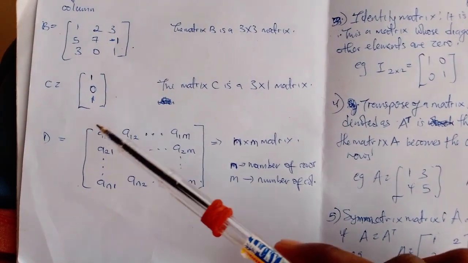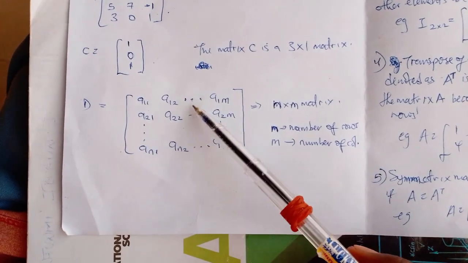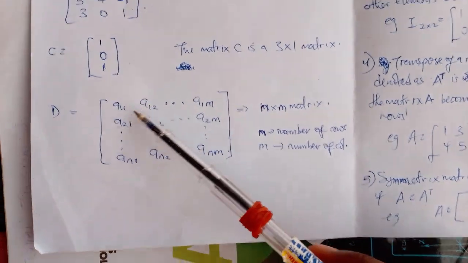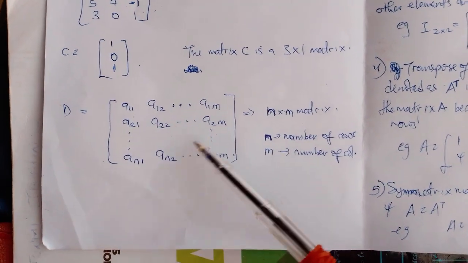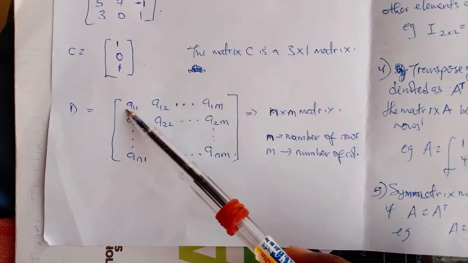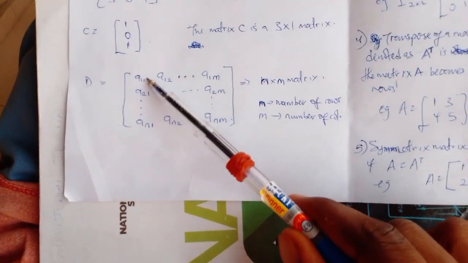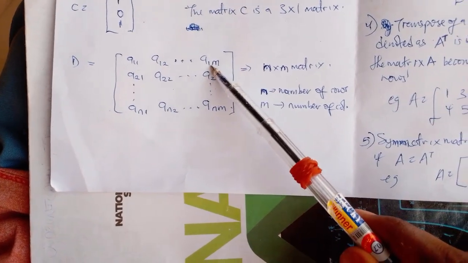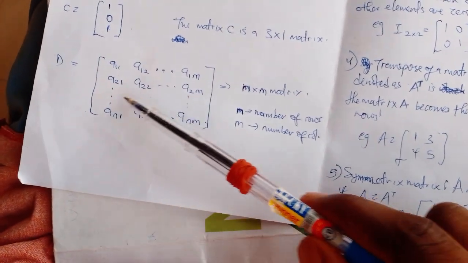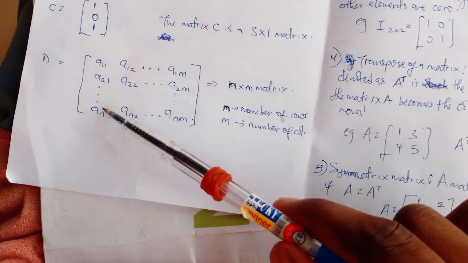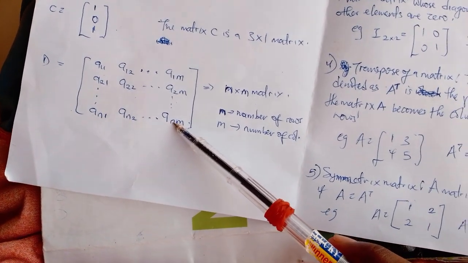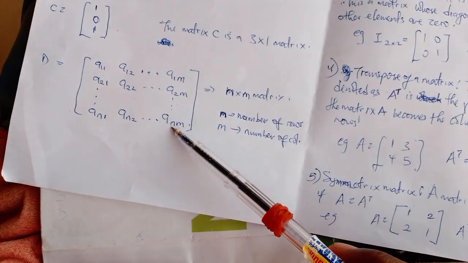Now let's look at matrix D. Matrix D is called an n by m matrix. The reason is that we have n number of rows. Look at it now. This is row 1, row 2, row 3, row 4. We can have row 5, row 6, row 7, row 8, till we get to row n. Row 1, row 2, till we get to row n.